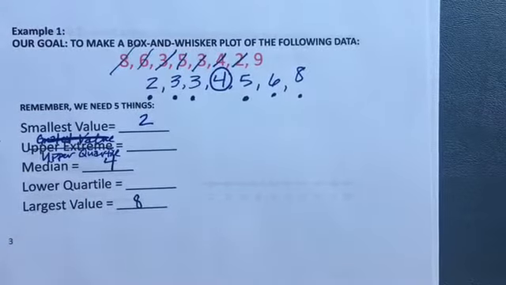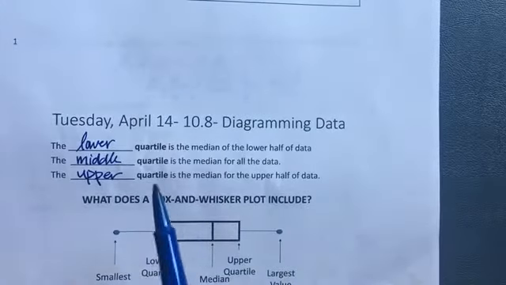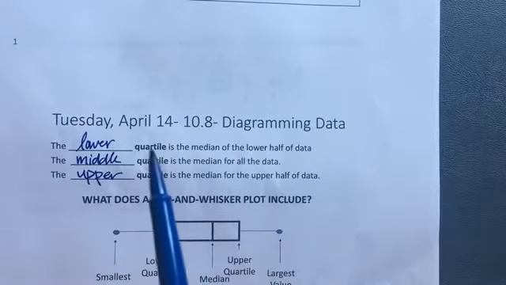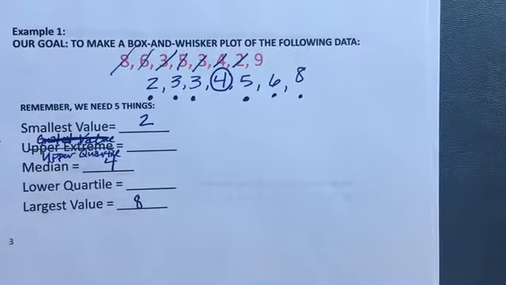Now we're going to find the upper quartile and the lower quartile. Now the definitions, if we look back, said that the upper quartile is the median for the upper half of data and the lower quartile is the median for the lower half of data. Well, how do you know what's the lower and what's the upper?